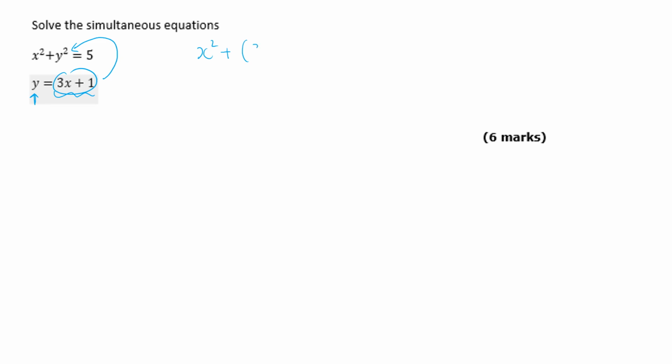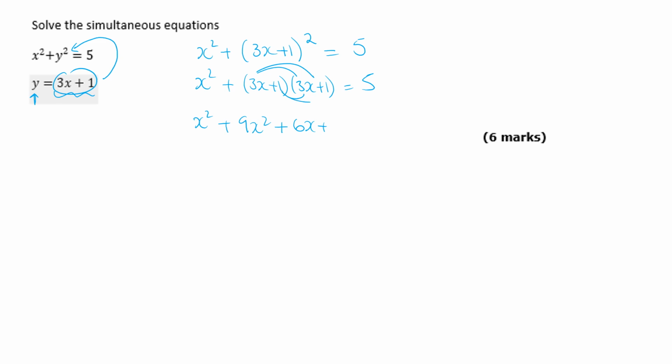So I'm going to say 3x plus 1 all squared, because y has to square, and that equals 5. Now I need to write them next to each other and multiply those two brackets together. So that will be x squared plus 9x squared. The outers is 3x and the inners is 3x, so that will go together to make 6x. And then the last one times 1 is 1, is equal to 5. And then collect like terms.